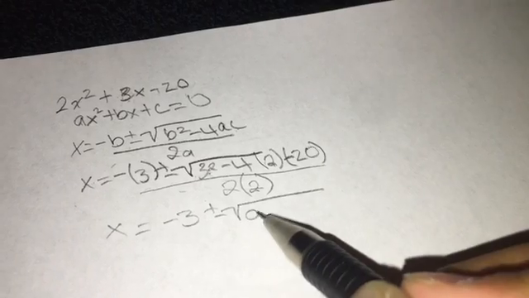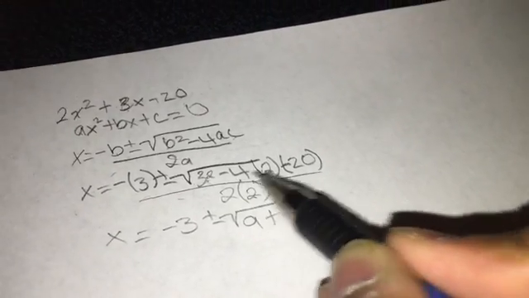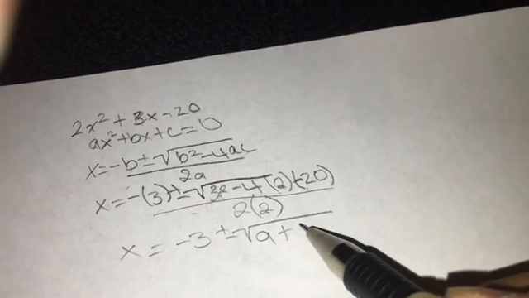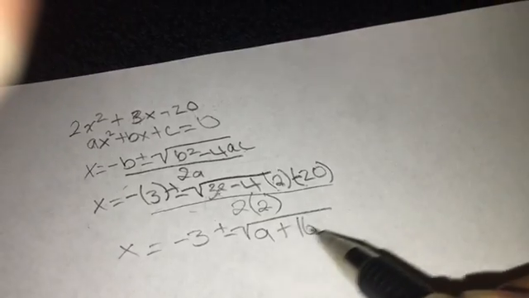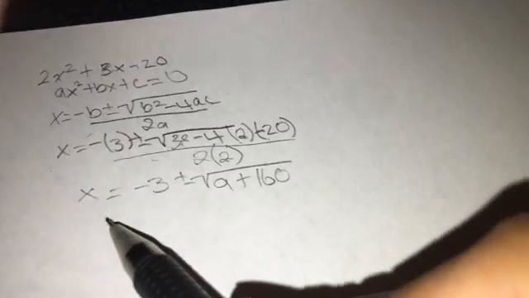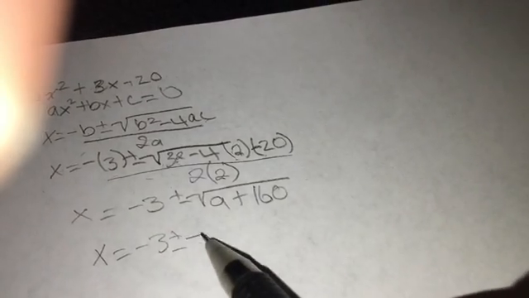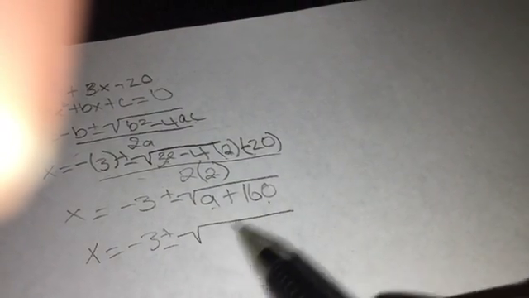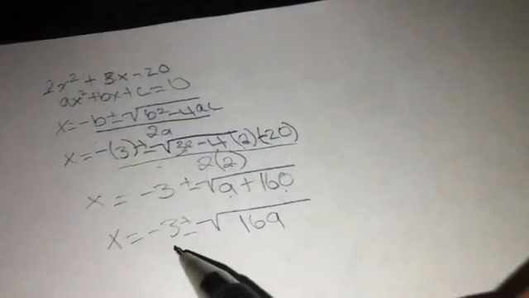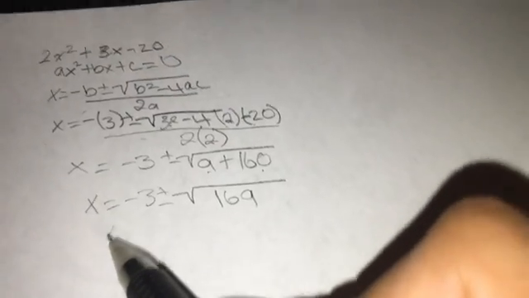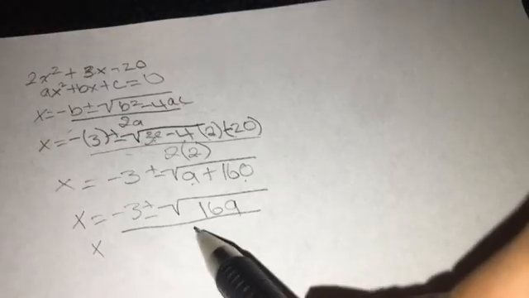Three squared is 9, plus negative 4 times 2 is negative 8, times negative 20 gives you positive 160. X equals negative 3 plus minus the square root of, so 9 plus 160 is 169, divided by 4.